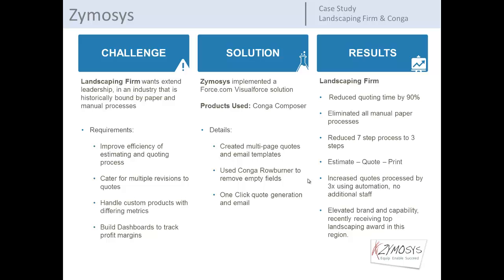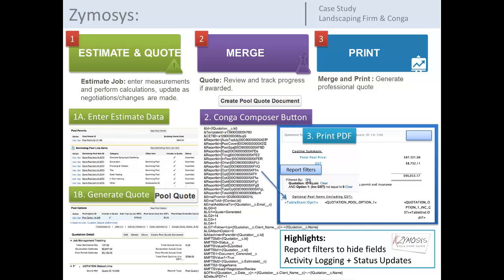So in terms of this landscaping opportunity, there's a 3-step process in the left-hand column there. The client is estimating and quoting, so they're filling in information into an estimate custom object. We're then generating a quote from those 1,500 fields, summarising that to about 500. The example in the bottom left corner has a focus on a pool quote, so it's generating a quote for a pool for a client. And then at step 2, they are merging that information using the Conga Composer button into the final result at step 3, printing that PDF.